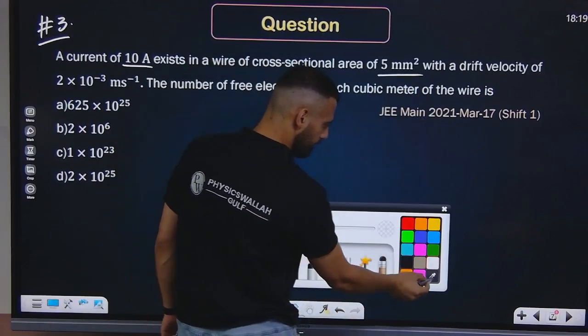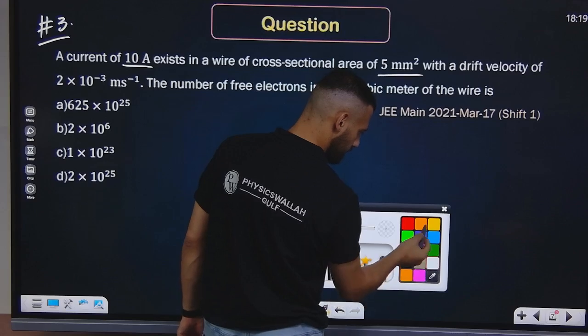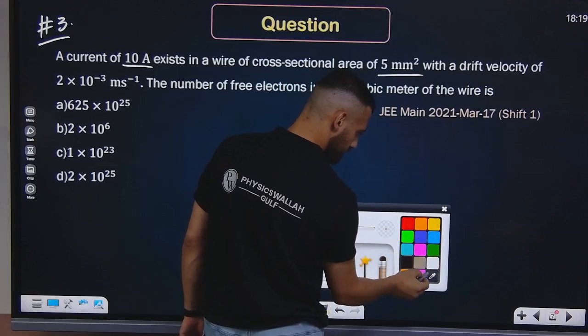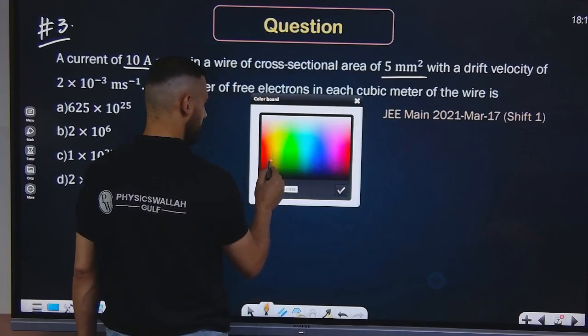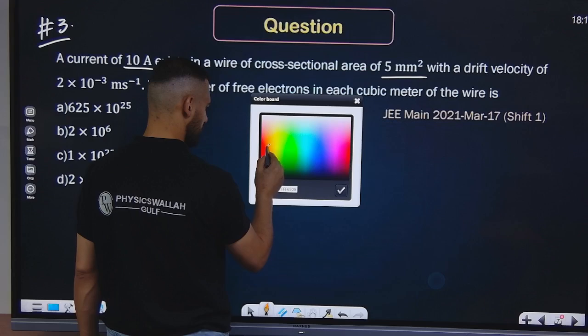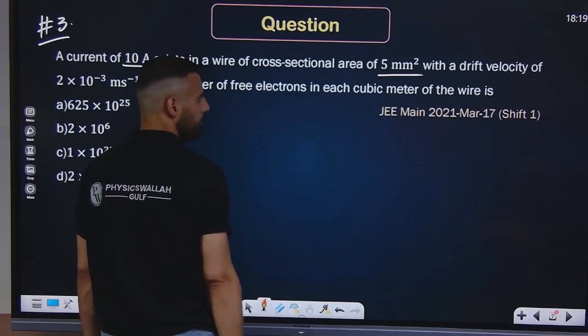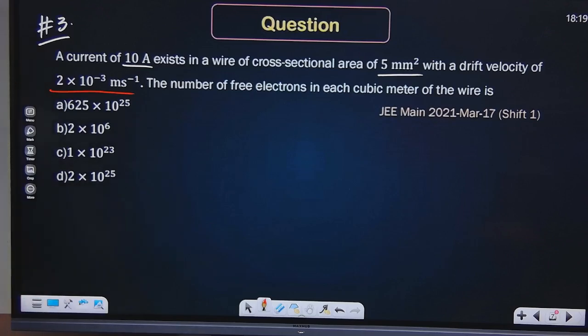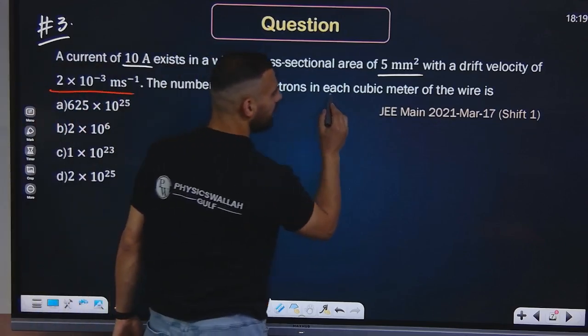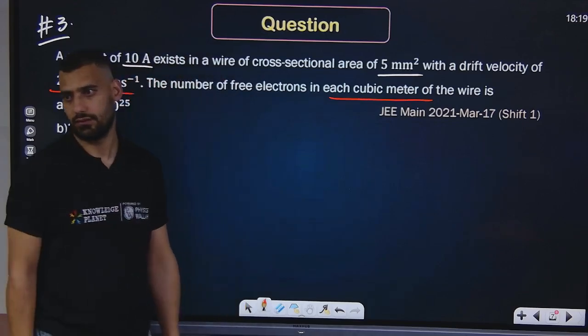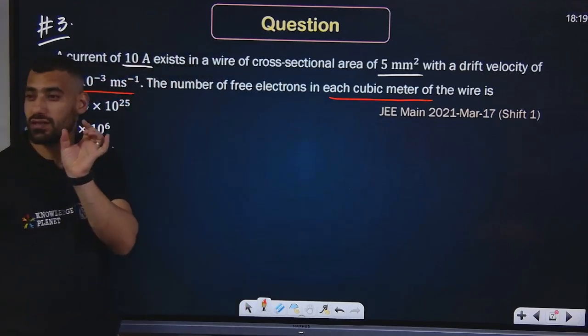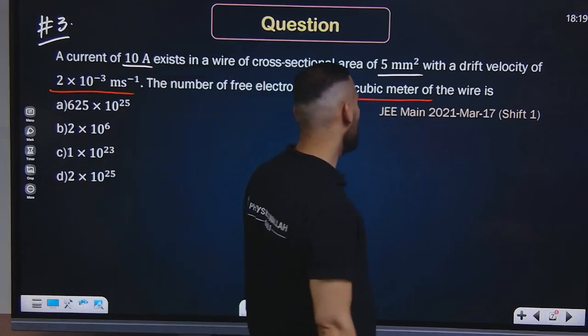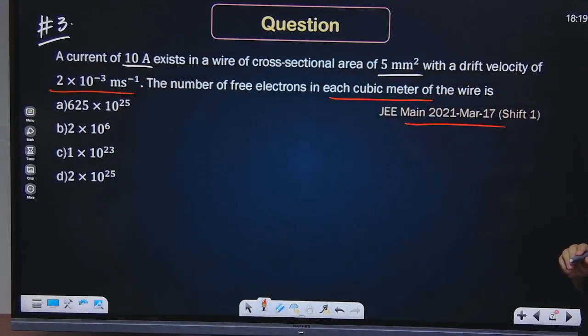So you have everything technically. The drift velocity is also given, 2 times 10 to the power negative 3 meter per second. The number of free electrons in each cubic meter of the wire is? JEE 2021, March 17, shift first.